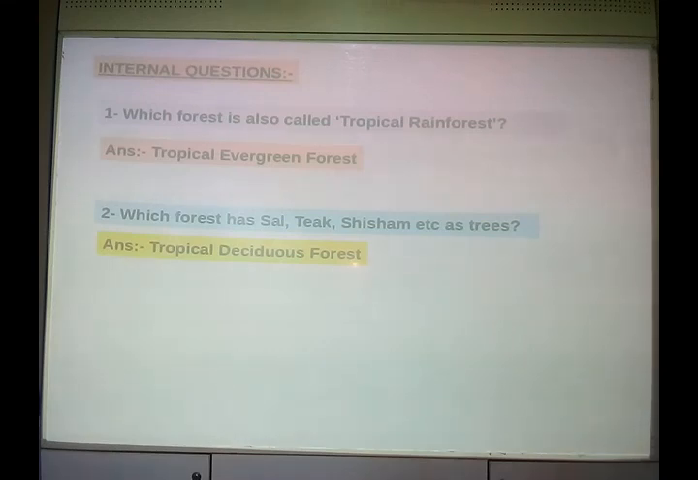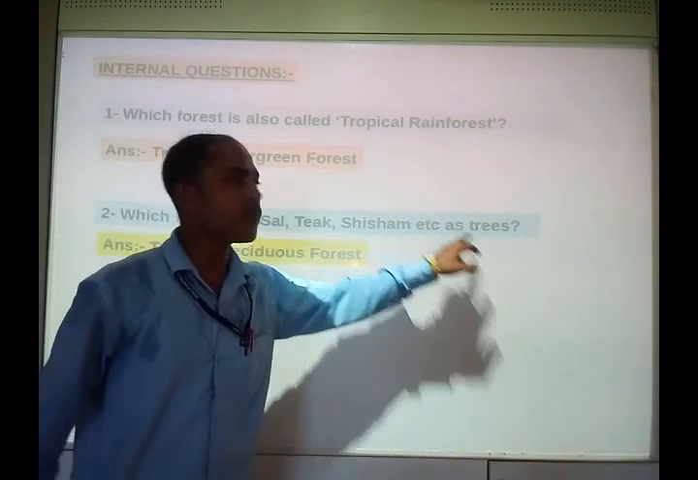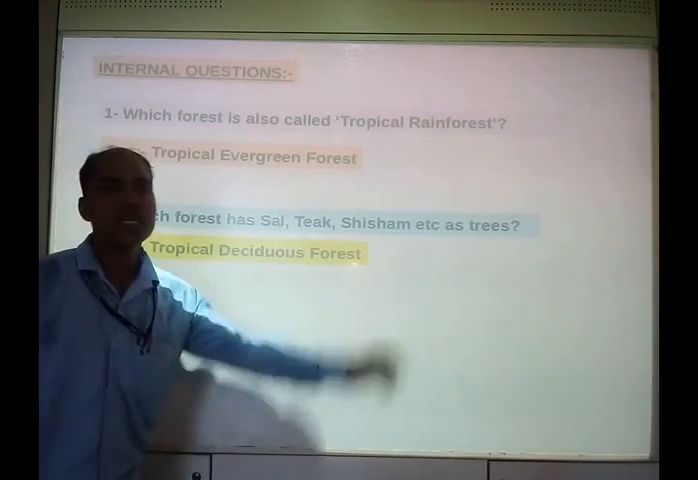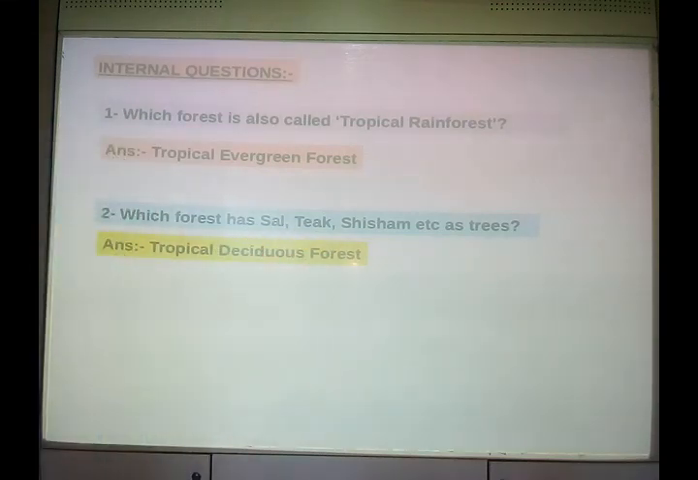Okay. So you note it down. Moreover, you see your notes. In the note part, I have already told you sal, teak, shisham, neem, etc. are the trees found in tropical deciduous forest. So this is the characteristic of tropical deciduous forest, that these types of trees are found over there. Okay, yes. Now coming on to the next question.